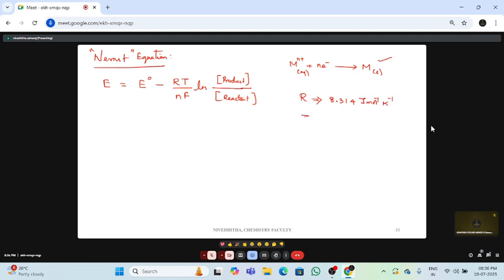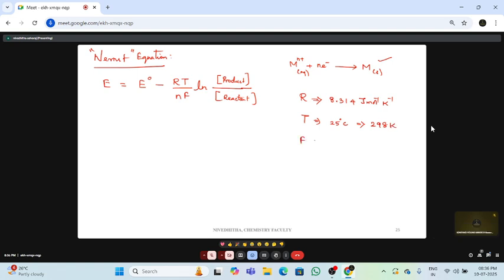Okay, and T is the temperature, and it is 25 degrees Celsius. Can you please convert that into Kelvin? We shouldn't use the value in degrees Celsius. Please convert 25 degrees Celsius into Kelvin. You have to add 273 to 25 degrees Celsius. 298. That's it, 298 Kelvin.